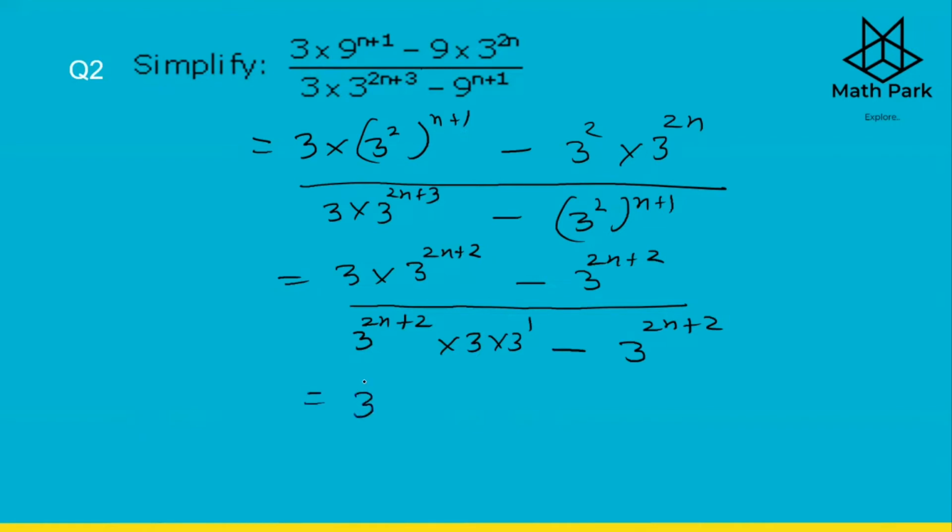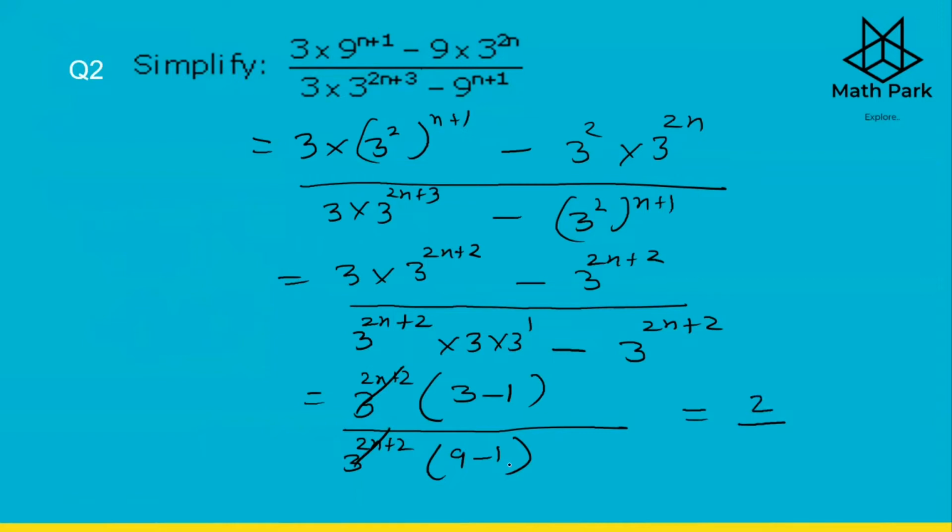So we can take 3 raised to 2n plus 2 common from the numerator. We are left with 3, and from here we are left with 1. So 3 minus 1. Upon the denominator, again we take 3 raised to 2n plus 2 common. We are left with 3 into 3, which is 9, and this has gone out, so minus 1. So 3 raised to 2n plus 2 got cancelled. We have 3 minus 1 is 2 and 9 minus 1 is 8, which is 2 ones are 2 and 2 fours are 8, 1 by 4 is our answer. Got it? This is easy again.